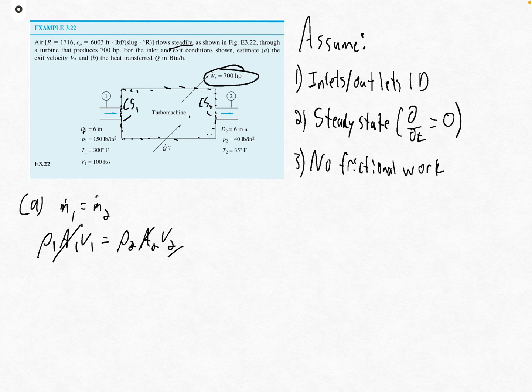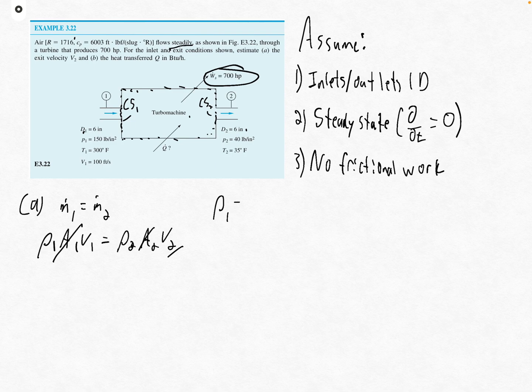But what we don't know here is rho 1 and rho 2. We're given pressure and temperature, but we're not given rho 1 and rho 2. But as a hint in this problem, we're given R is equal to 1716. So we know we're going to have to use the perfect gas law in order to find the density of the gas. And so to get started on this problem, we're going to find rho 1 and rho 2.